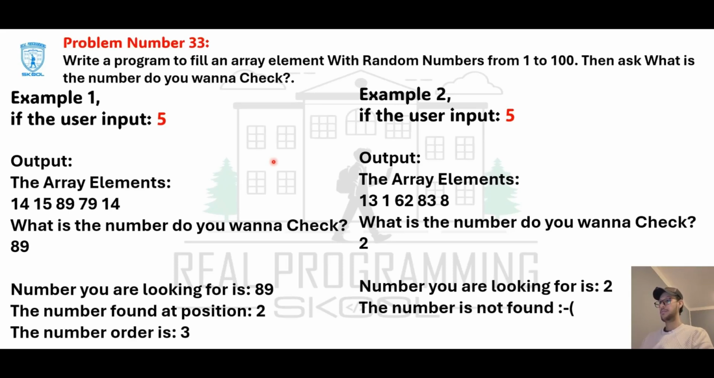Today we're going to have problem number 33. It's: write a program to fill an array element with random numbers from 1 to 100. We already took it many times, okay? This is a part of the requirement of all these problems. We have to already know it. You have to already know it, okay?